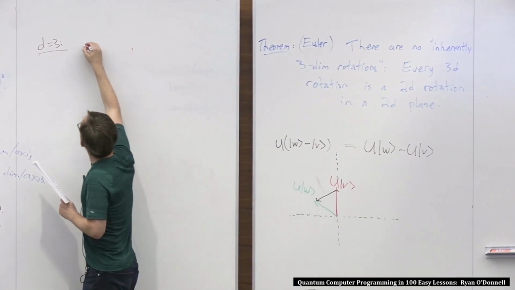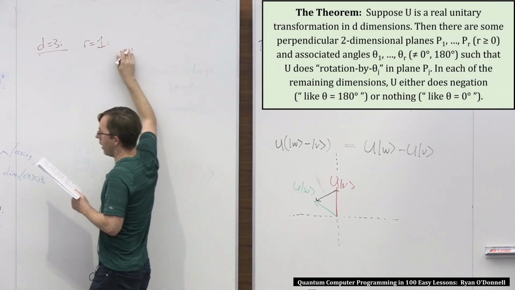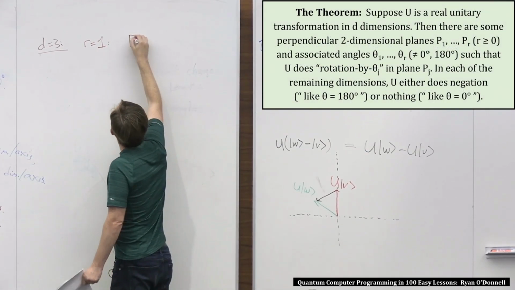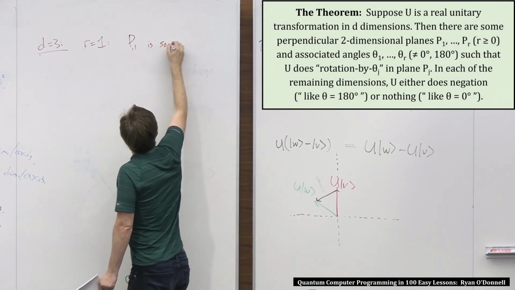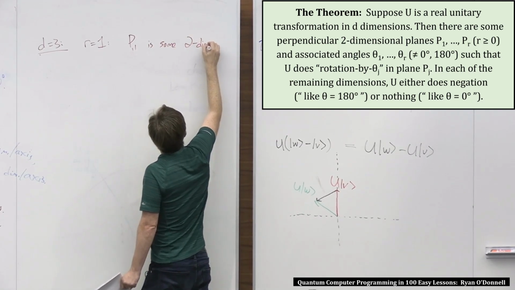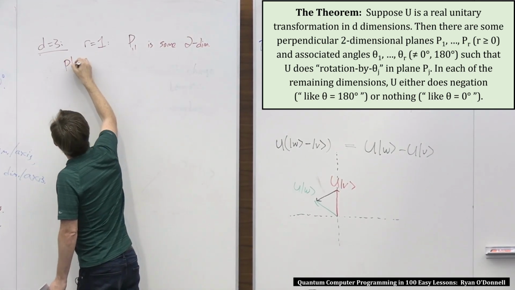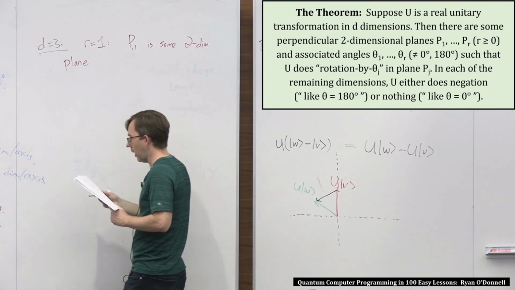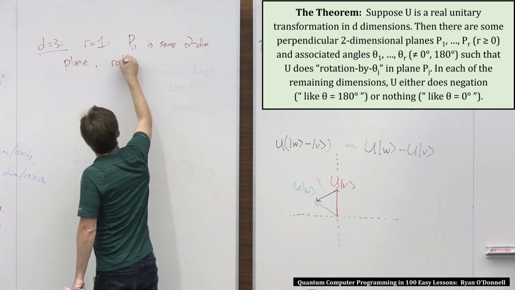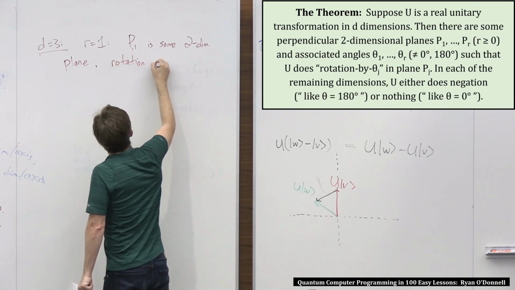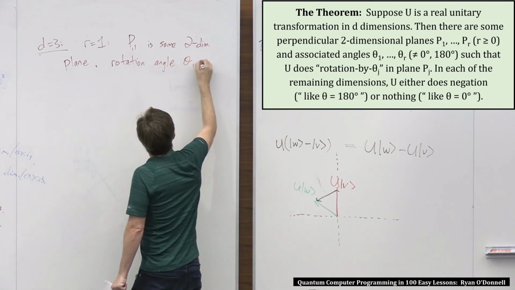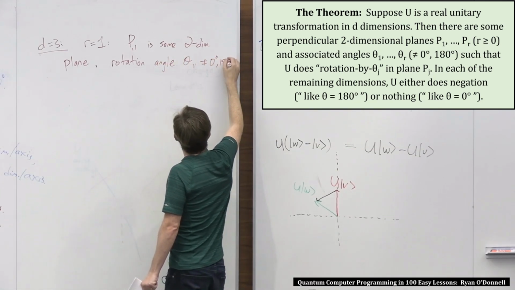You can't have something higher dimensional. So if we categorize by r, then one possibility is r is 1. And so then P1 is some 2-dimensional plane in 3 dimensions through the origin. And there's some rotation angle, theta 1, I guess, which is not 0 or 180 degrees.